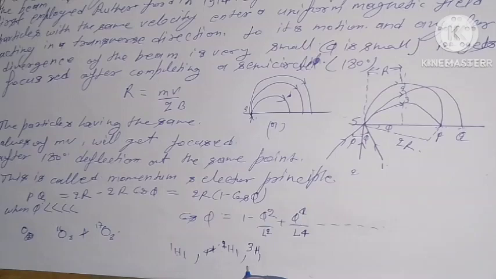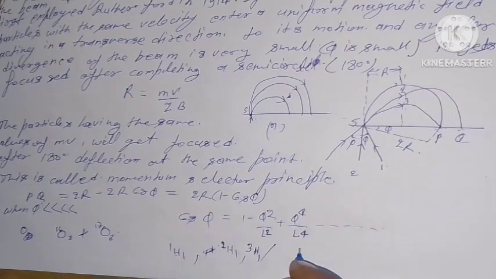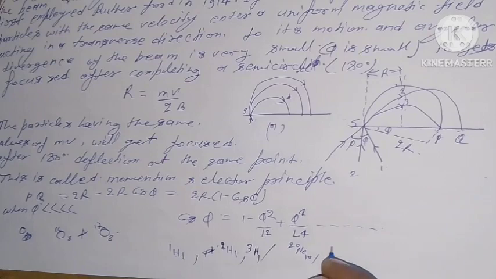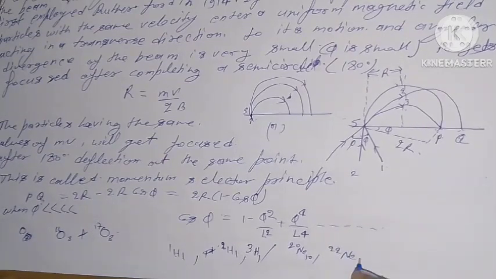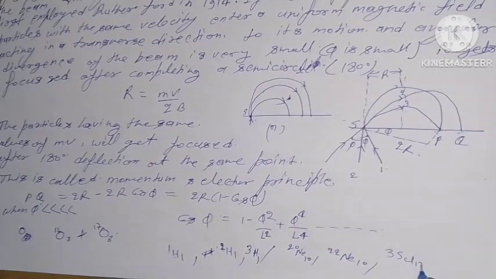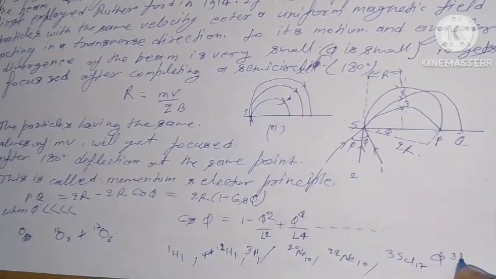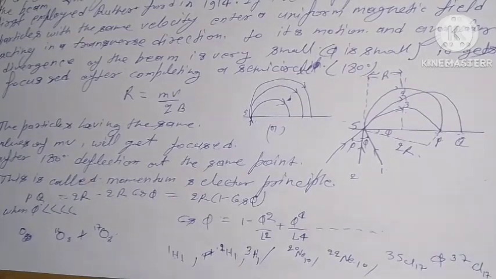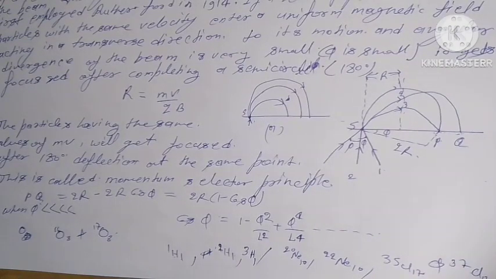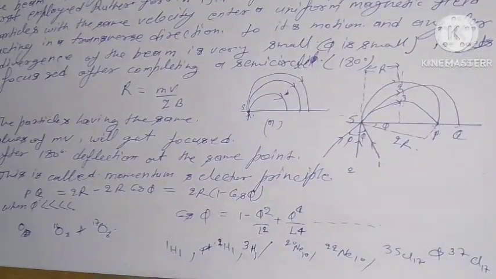Tritium. Neon has two isotopes, 10Ne20 and 10Ne22. Chlorine has two isotopes, 35Cl17 and 37Cl17. About 297 different isotopes are known.